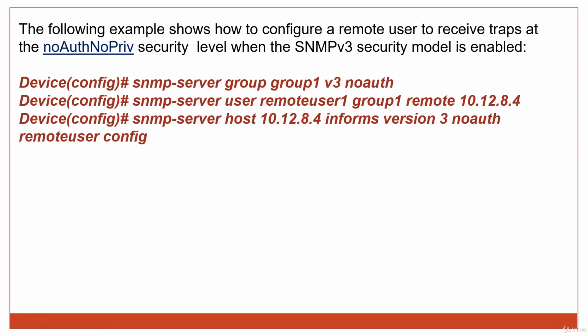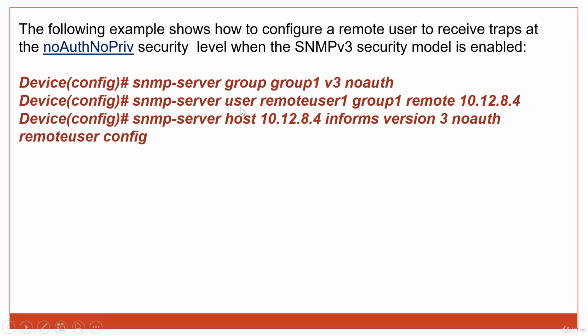Now again, we have the use case related to version 3. We know that in version 3 we have the group, or the users belonging to the group. We can have the option if we want no authentication, no priv. That means that we want a user-based SNMP version 3 configuration. So here you have to define the group: SNMP server group 1 version 3 no auth.